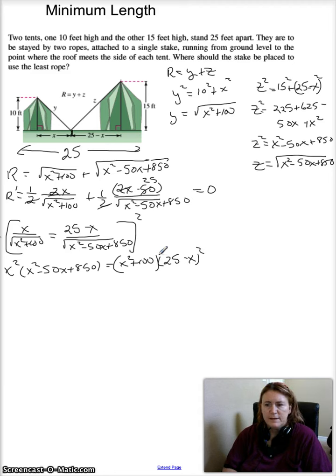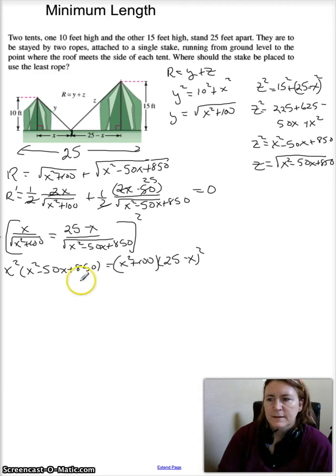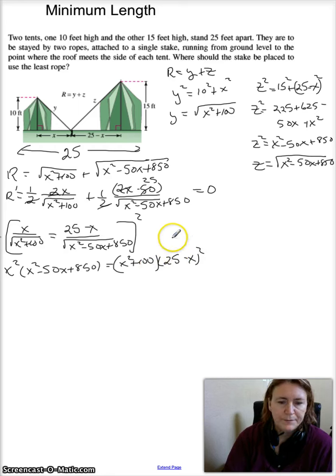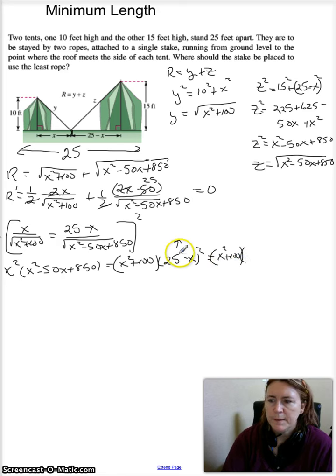All right, you ready to do this? I'm going to multiply this out over here. That's all right. This is x squared plus 100. I'm just worried about running out of space. When I multiply this out, 25 squared is 625 minus 50x plus x squared.